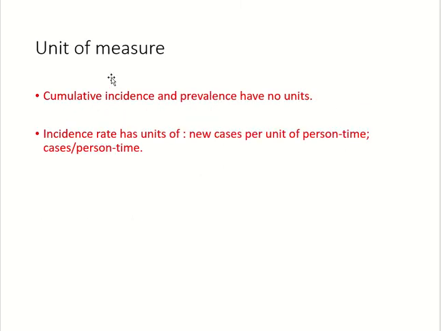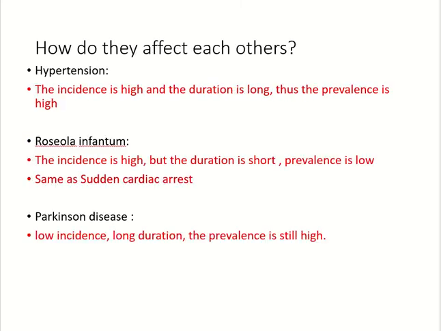For the unit of measurement, cumulative incidence and prevalence have no unit. As for incidence rate, if you remember, that's where we introduced the person time, person years, and therefore it has this unit as part of the measurement. Now, how do they affect each other? We're going to start with examples.